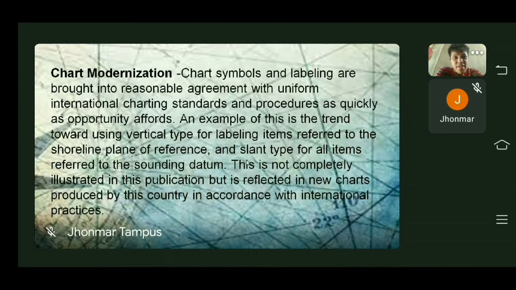Chart modernization. Chart symbols and labeling are brought into reasonable agreement with uniform international charting standards and procedures as quickly as opportunity affords. An example of this is the trend toward using vertical type for labeling items referred to the shoreline plane of reference, and slant type for all items referred to the sounding datum. This is not completely illustrated in this publication but is reflected in new charts produced by this country in accordance with international practices.